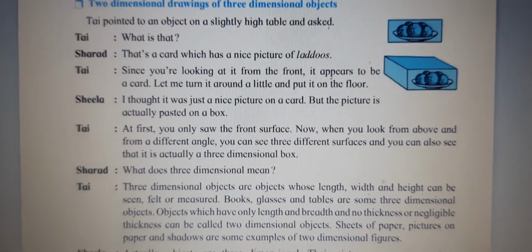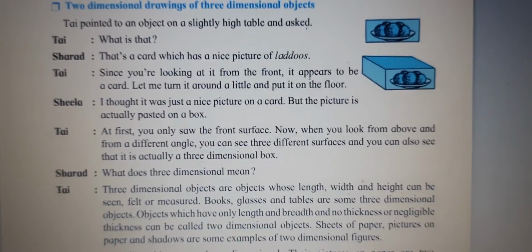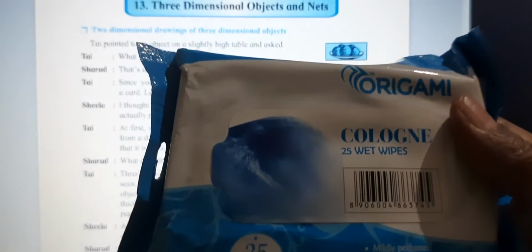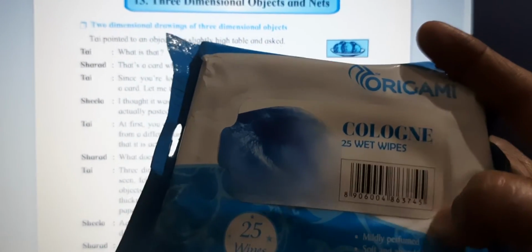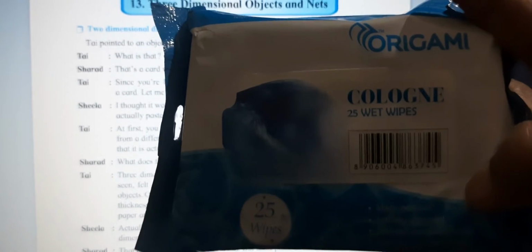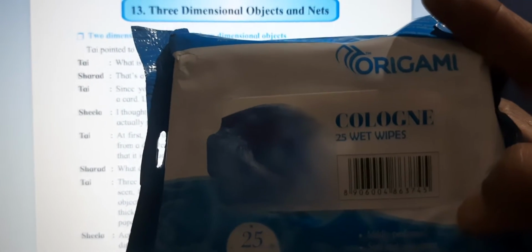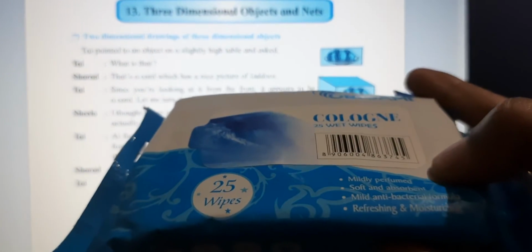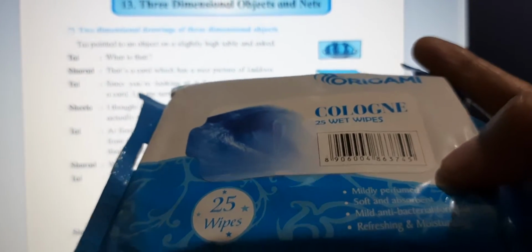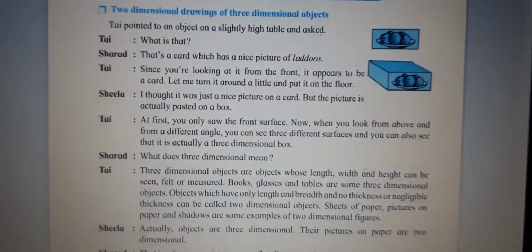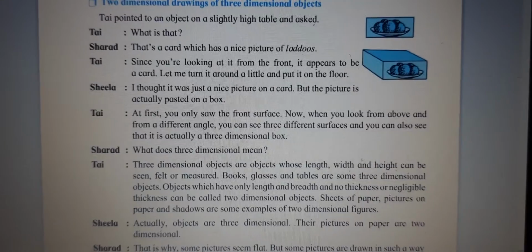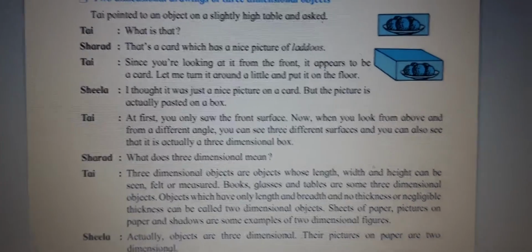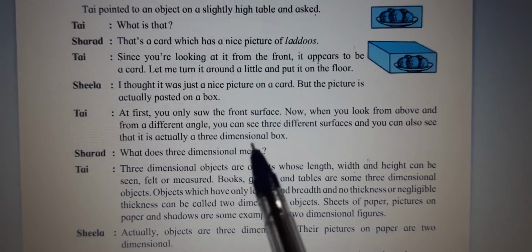So now you must have understood, children. Like for example, if I just show you this particular sticker, you can see only the sticker because you are seeing from the front. But if I turn it, then you know that the sticker is stuck on it. So this is how three-dimensional objects can be two-dimensional when we draw them on a paper or on a surface. At first you only saw the front surface.